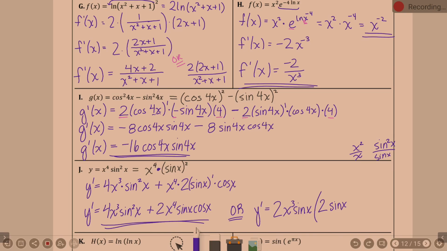Okay. Plus, now, second term. 2 divided by 2 cancels. X to the fourth divided by x to the third, x. Sine x cosine x divided by sine x, cosine x.